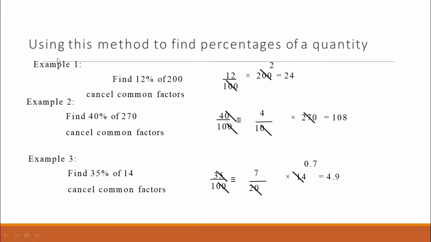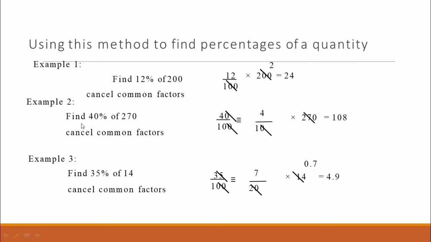Now using this method to find the percentage of a quantity. Suppose 12% of 200. Cancel the common factors. 12% of 200 can be written as 12 divided by 100, since 12% means 12 divided by 100, and of means multiplied by 200. So cancel the common factor: 100 once in the 100, 100 twice in the 200, and 12 multiplied by 2 is equal to 24.